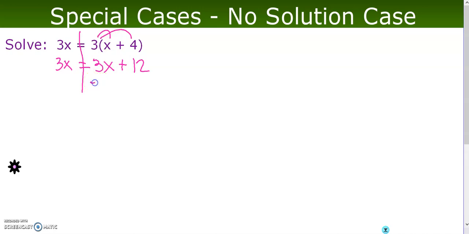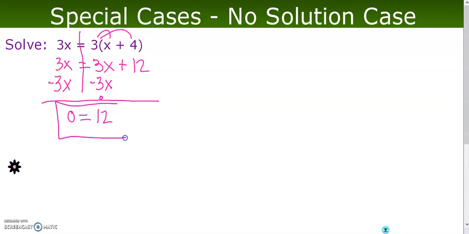So here I move my variables from the right side to the left side. 3x minus 3x is 0, but I still have the 12. All right, let's take a look. It says 0 equals 12. Is that true? Does 0 equal 12? No, that's false. So my variables disappeared and I got this kind of nonsense answer, 0 equals 12.